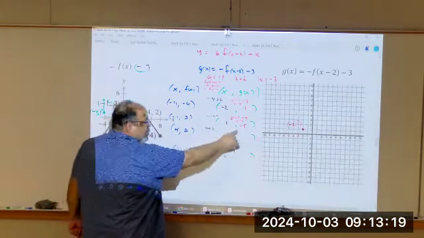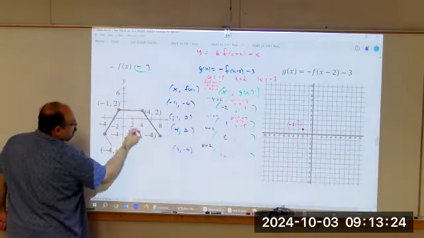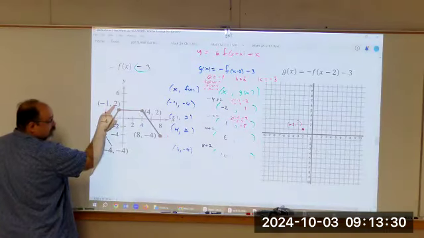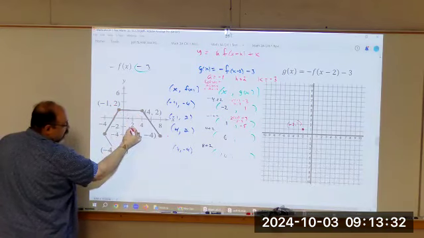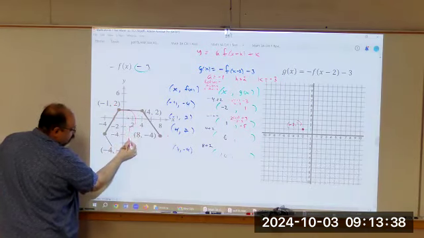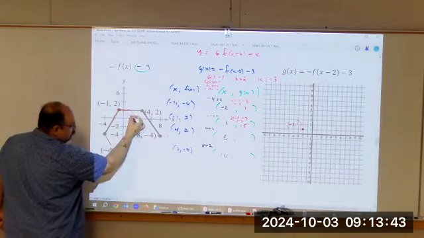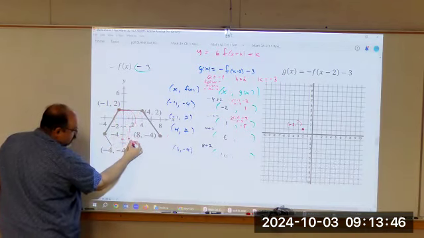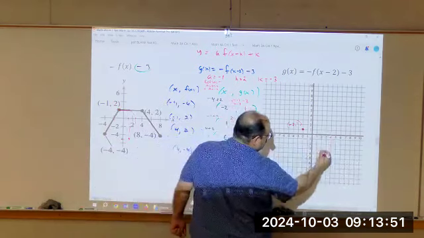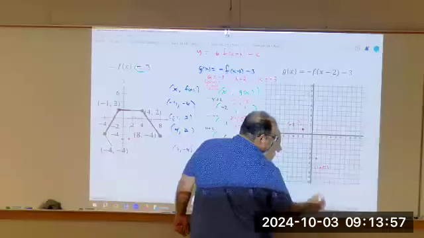Then the next one, you got (1, -5). This point went 2 to the right, so we're at +1. And then this got flipped. So +2 flipped down to -2. So it flipped down to here. And then we subtracted 3 more and it moved down to here, -5. So it shifted to +1, flipped upside down, and then subtract 3. So it's right here at (1, -5). Label (1, -5).